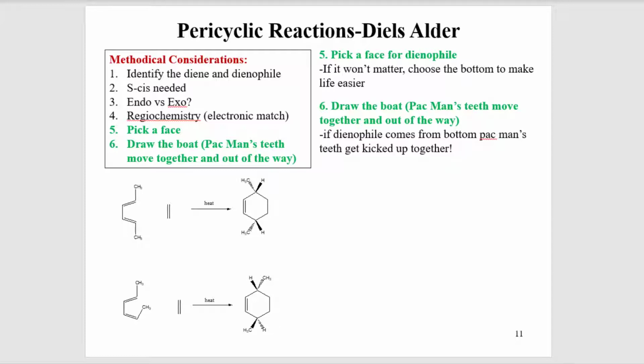Well, the first thing I'd like to do is number 5, which is pick a face. As I mentioned, the transition state for a Diels-Alder is set up in a boat configuration. So it's good practice, just like it is with a chair, to know how to draw a boat. And then you can see that the dotted lines represent where the new bonds are going to form. Now, picking a face means, is the dienophile going to come in from the bottom? Or is it going to come in from the top?